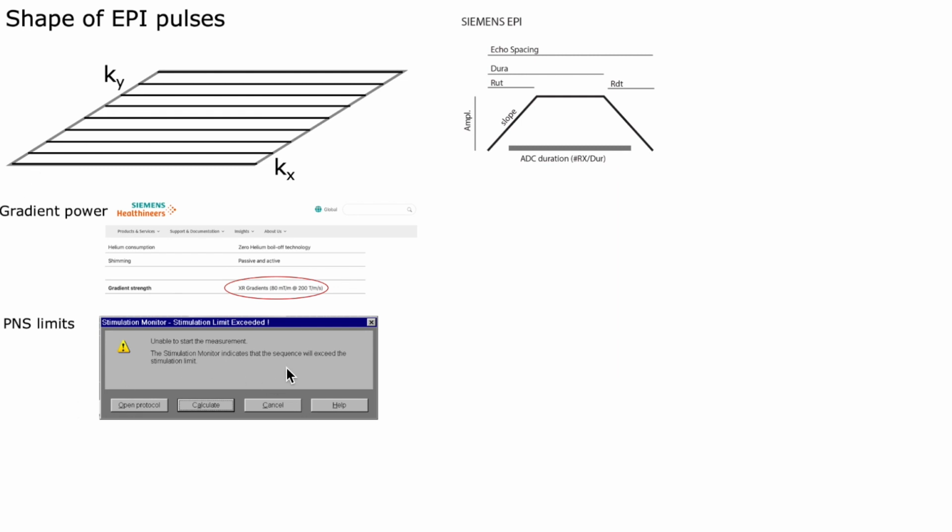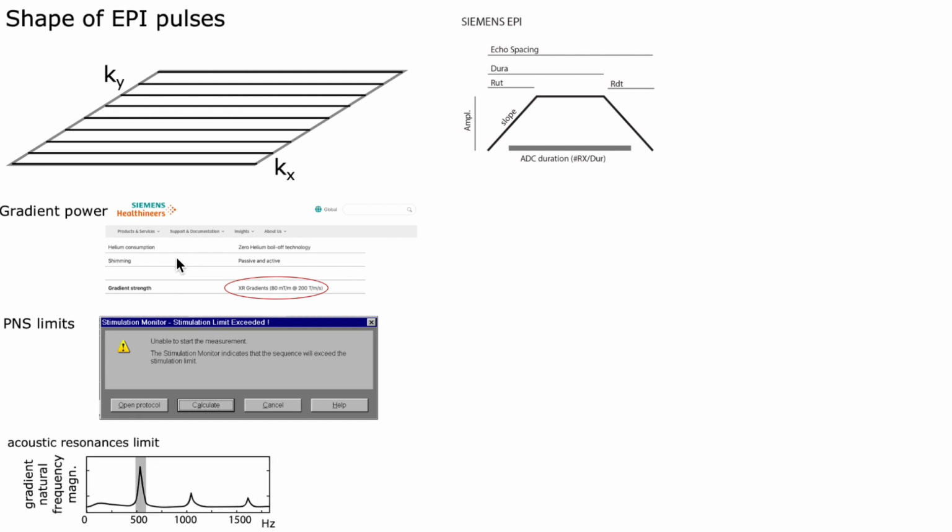So there are peripheral nerve stimulation limits. And most of the 7 Tesla scanners out there are equipped with these very large body gradients, meaning that the peripheral nerve stimulation limit is actually a larger limit than the actual performance of the gradient and the gradient amplifiers. So I am usually much more limited by that than the actual power. Another external limit that needs to be considered when we want to go through k-space very, very fast are these acoustic resonances.